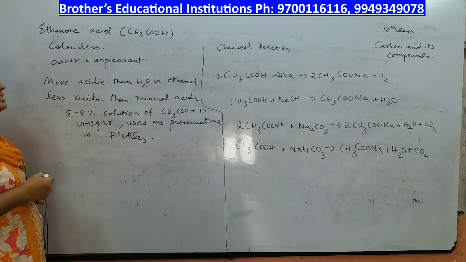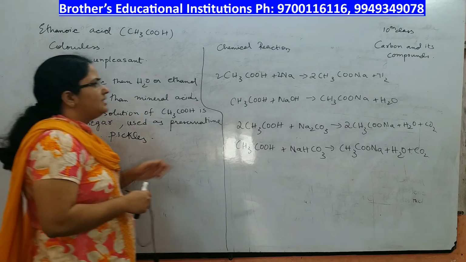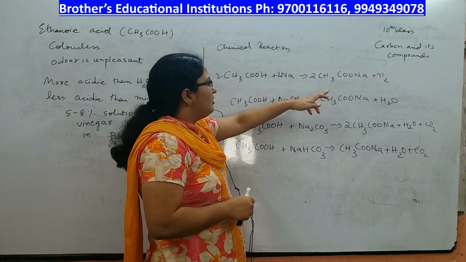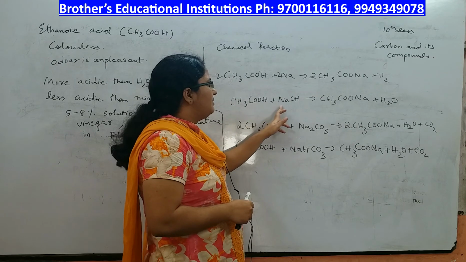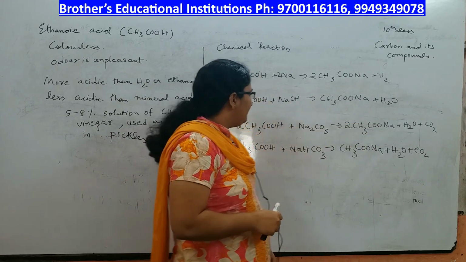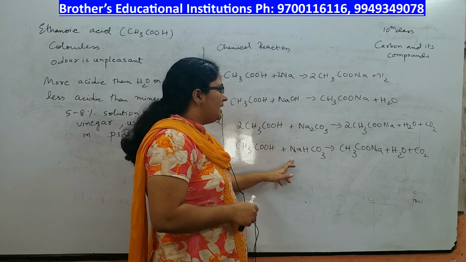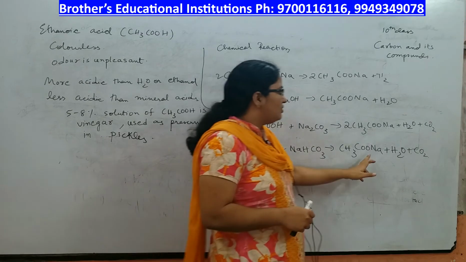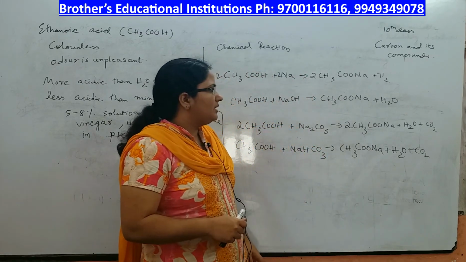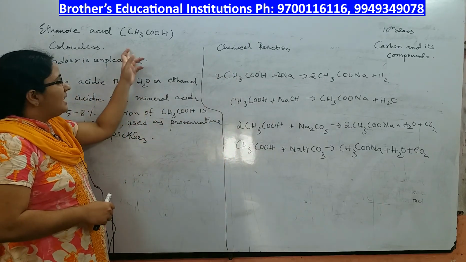The chemical reactions that acetic acid undergoes: whenever acetic acid reacts with sodium, it forms sodium acetate plus hydrogen gas. Whenever it reacts with bases like NaOH, it gives sodium acetate plus water. Acetic acid reacts with weak bases like Na2CO3 and NaHCO3 to give rise to sodium acetate, water and CO2. That is about the chemical reactions of acetic acid.